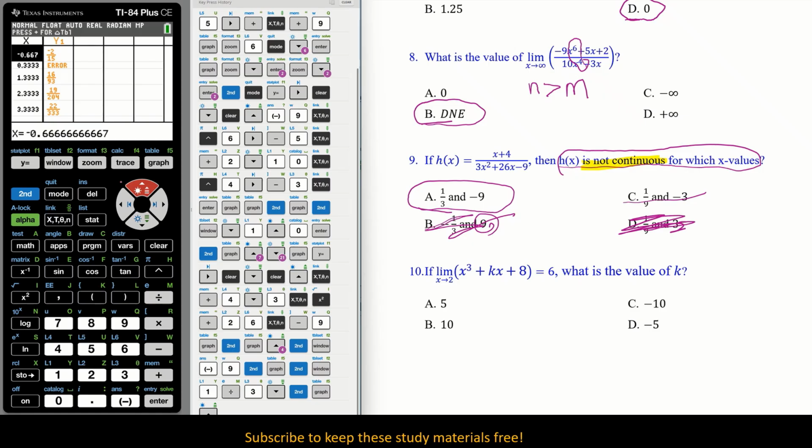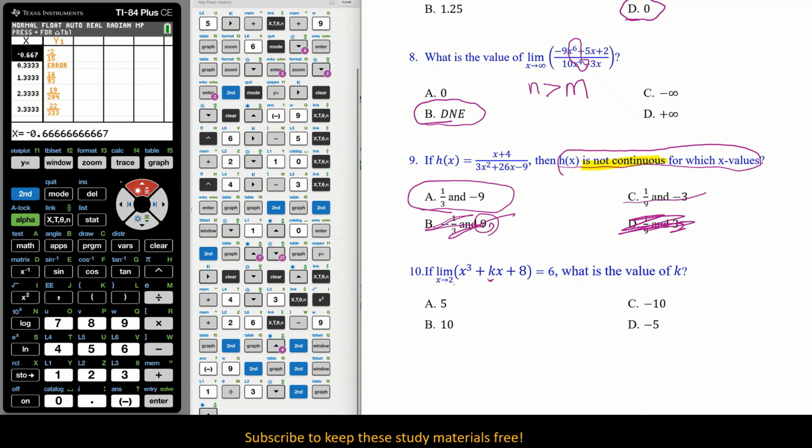All right. Now, 10. Okay, this is algebra. If the limit of x as it approaches 2 for the function x to the third plus kx plus 8 equals 6, what is the value of k? This is an algebraic thing, and we can show it on the calculator once we deal with our algebra, okay?